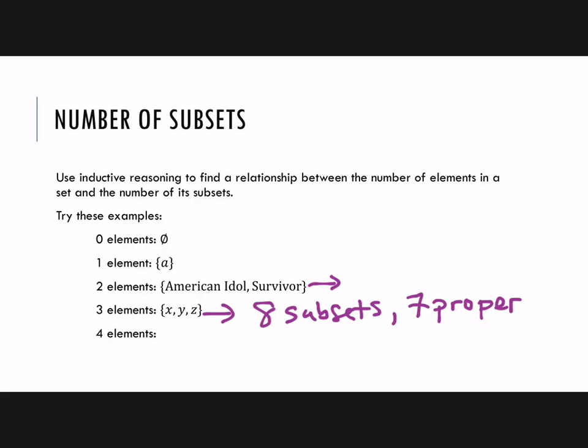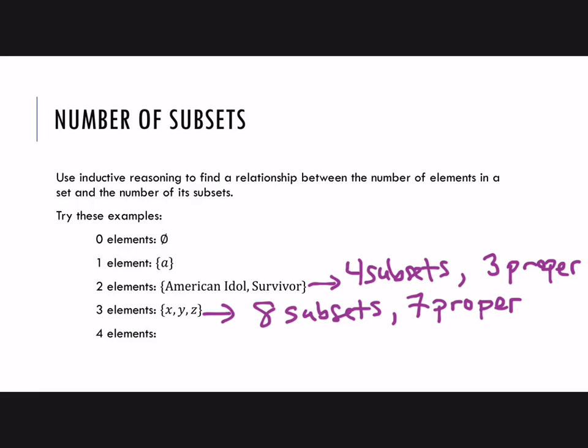For the set with 2 elements, recall, this one had 4 subsets, and only 3 of them were proper. The set itself is not a proper subset.